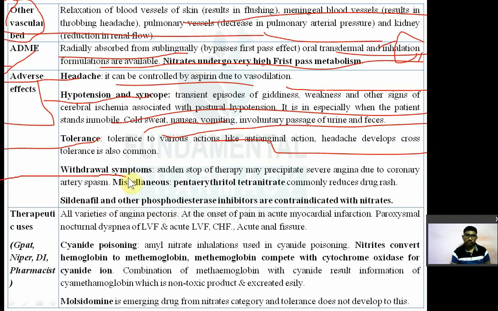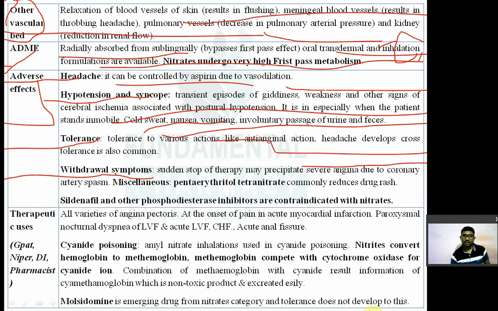So if you stop sudden treatment of nitrates, sudden stoppage of therapy can precipitate the severe angina due to coronary vasospasm. ठीक है, सडन स्टॉप नहीं करना है, धीरे धीरे विड्रॉ करना है, धीरे धीरे ट्रीटमेंट करना है. सडनली आपने अगर 8 दिन नाइट्रेट ले लिया, 9वें दिन बंद कर दिया, so you will get coronary vasospasm and again angina. So you have to stop the treatment day by day. So you don't have to stop suddenly.